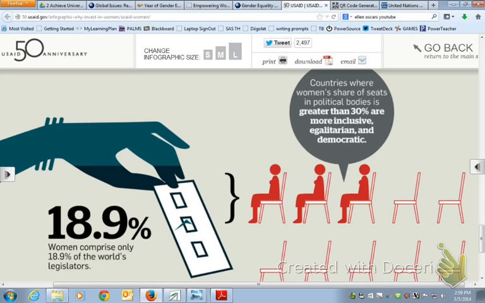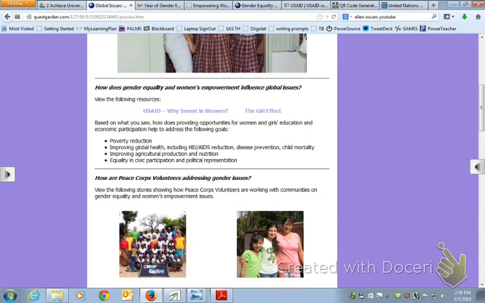Now, I personally don't think that's to say that a woman in those political bodies makes the country more equal and democratic. I think that means that if a country has women in those positions, then they most likely already are a country that values equality and democracy. So, good points.